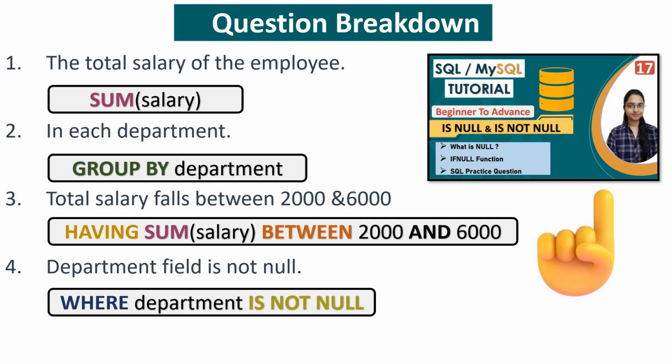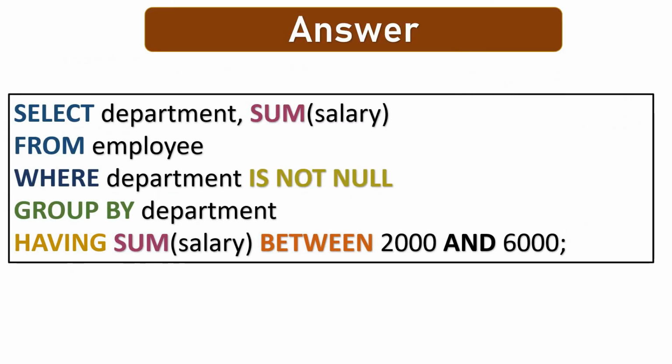And guys, here we are using where clause, not the having clause, because we have to perform the operation on row, not on any aggregate function. That's why here we are using where clause. And guys, if you want to know the difference between where clause and having clause, then don't worry, we will discuss the differences in the next video. So our final query will be like this.